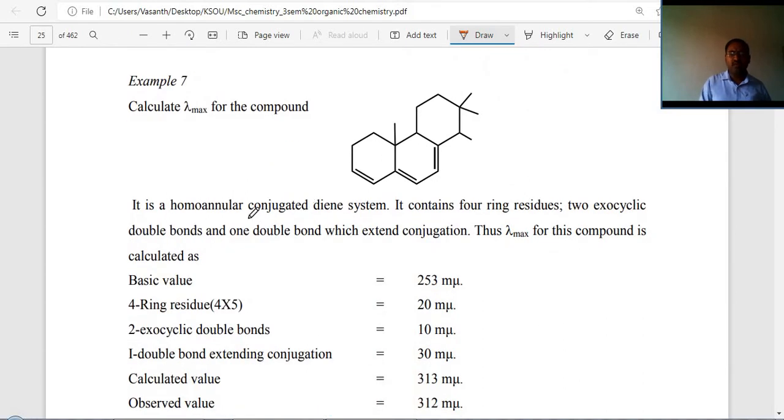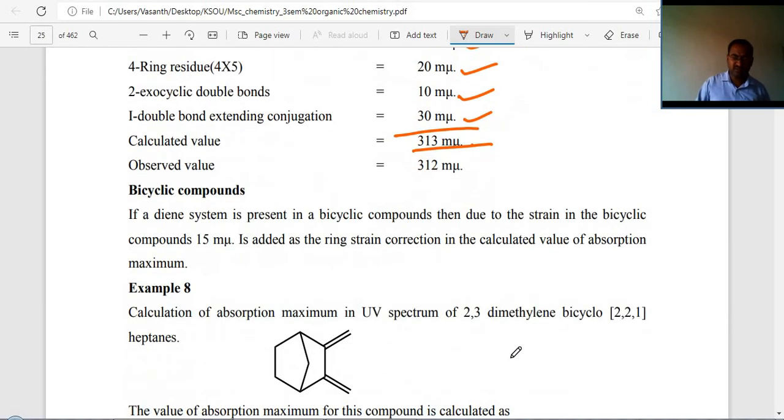It is a homoannular conjugated diene system. It contains 4 ring residues, 2 exocyclic double bonds and 1 double bond with extended conjugation. What is the basic value here? 253, 4 ring residues, 2 exocyclic double bonds, 1 double bond extended conjugation. Totally, the calculated value is 313. The observed value is 312.